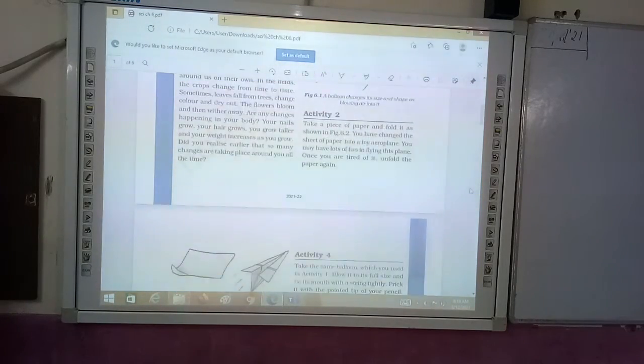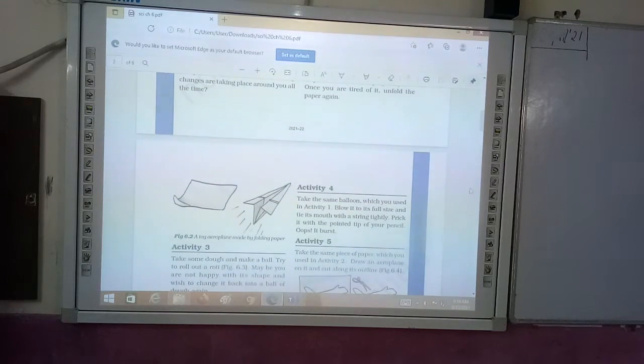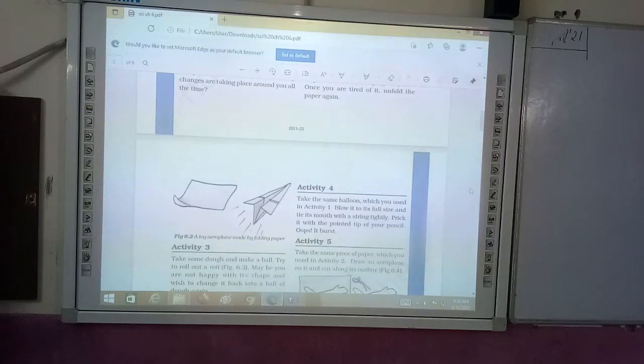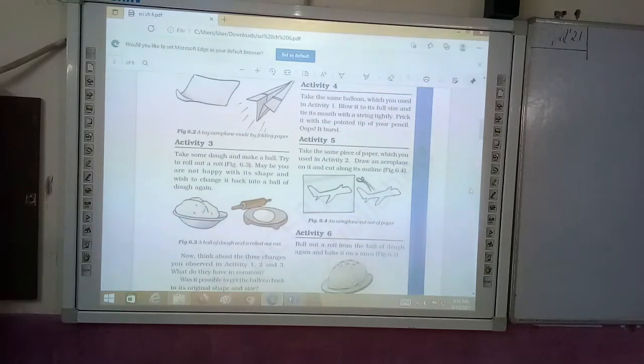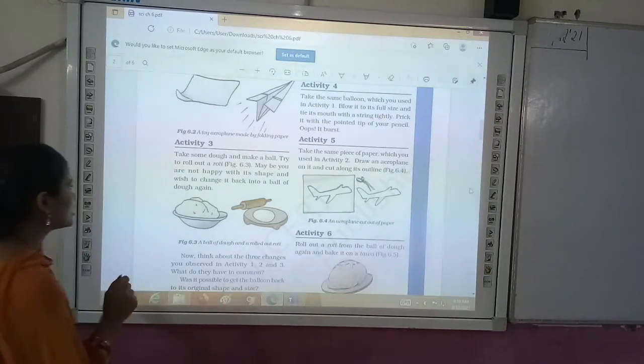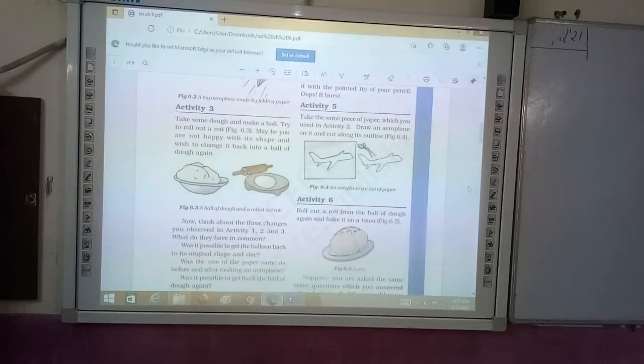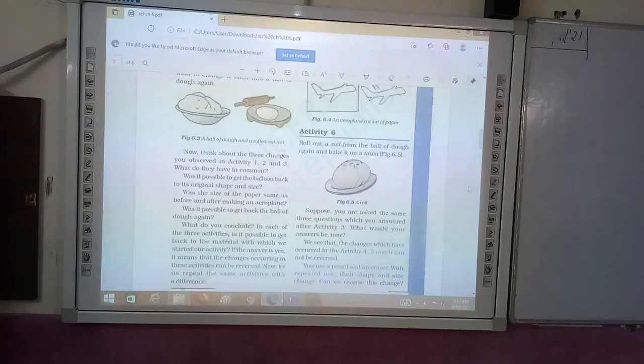In activity 2nd, just take a piece of paper and you have changed the sheet of paper into a toy aeroplane. Okay, but if you are getting tired, then you unfold the paper again. अगर आप थक जाओगे तो वापस उसे पेपर में एरोप्लेन को पेपर में चेंज कर दोगे. In activity 3, if you roll a chapati, if you don't like its shape, you wish to change it back. So there are 3 changes in activity 1st, 2nd and 3rd. What do they have in common? अब इन सब में common क्या है?